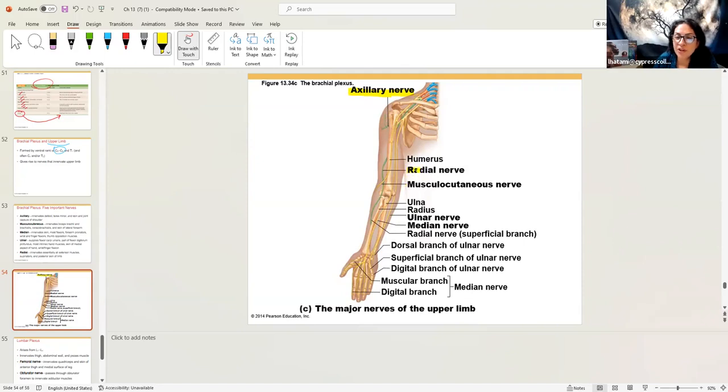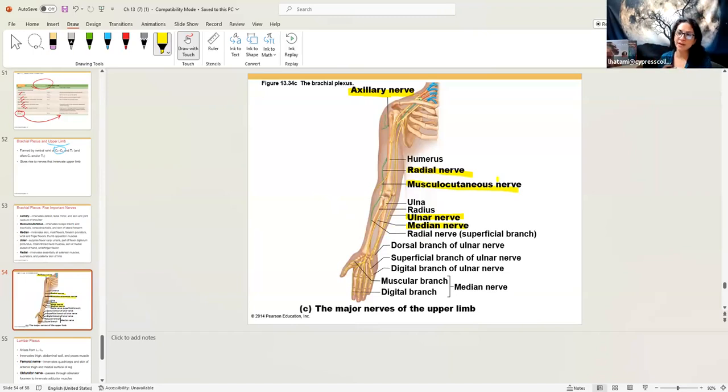We have the radial nerve, another branch of the brachial plexus, found mostly on the radial side of the forearm. The ulnar nerve is found on the ulnar side, or the medial side, of the forearm. The median nerve is found in the median or middle portion of the forearm. And we also have another one, the musculocutaneous nerve. All of these nerves are branches of the brachial plexus.